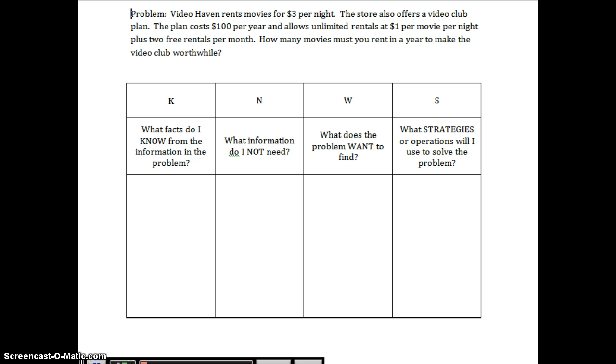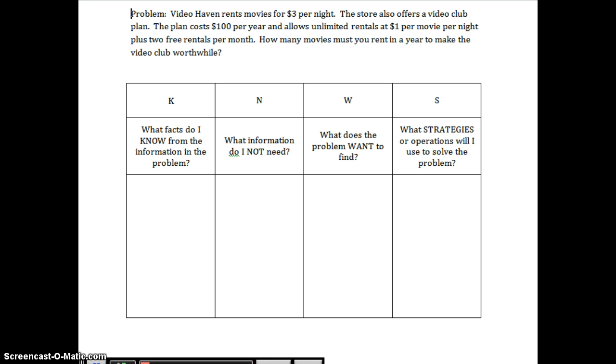Video Haven rents movies for $3 per night. The store also offers a video club plan. The plan costs $100 per year and allows unlimited rentals at $1 per movie per night plus 2 free rentals per month. How many movies must you rent in a year to make the video club worthwhile? Students should read this problem multiple times.